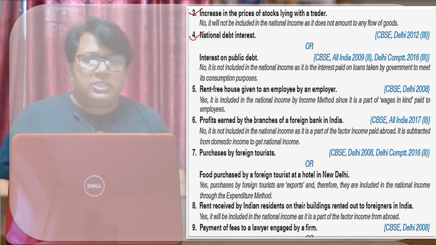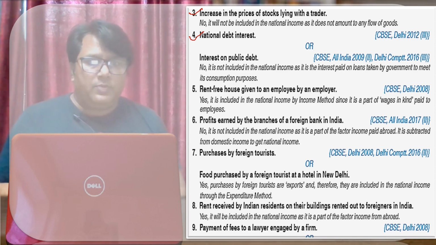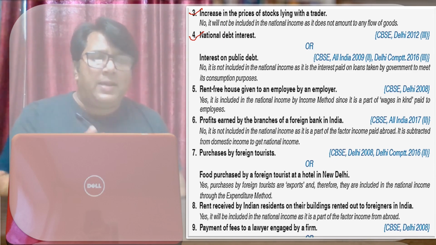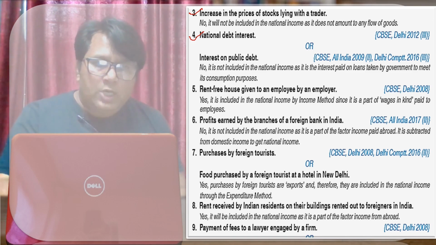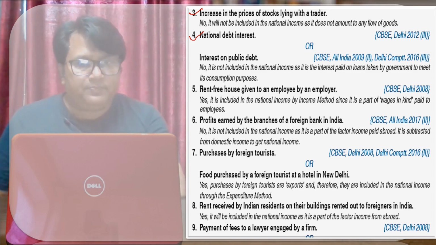Next is national debt interest. Always remember, interest on the public debt or the national debt will not be considered. Why? Because the interest paid by the government on consumption activities, on the consumption of goods, will not be considered, because it is nothing but the interest paid on the loan taken by the government for consumption purposes. Any loan taken by the government for consumption purposes, the interest paid on that loan should not be considered at the time of calculating national income.